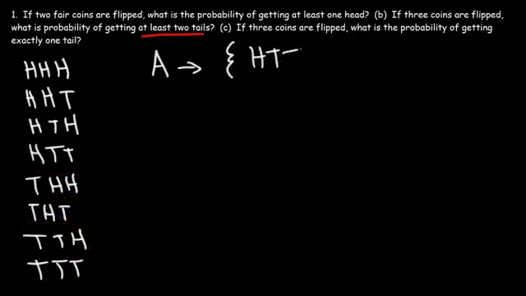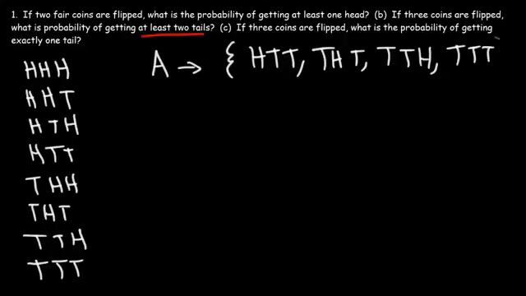So let's write it out. It could be HTT, THT, TTH, or TTT. So the number of favorable outcomes is 4 out of 8 possible outcomes.